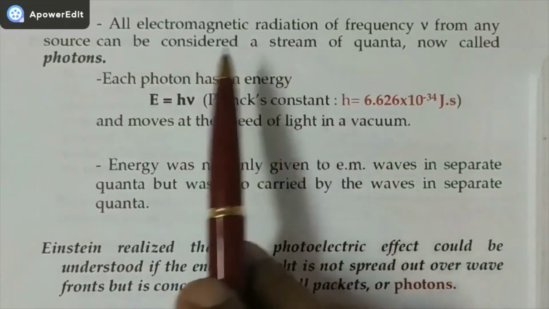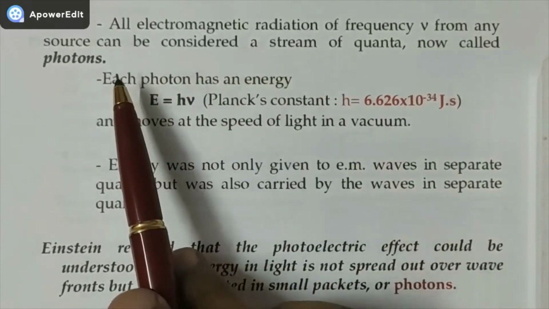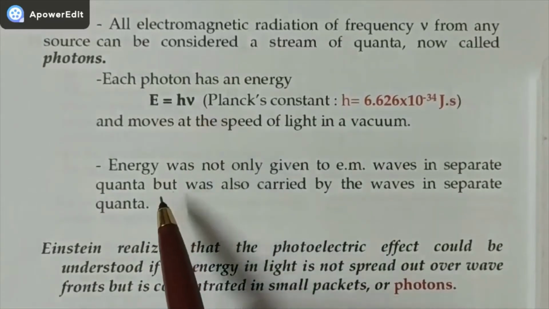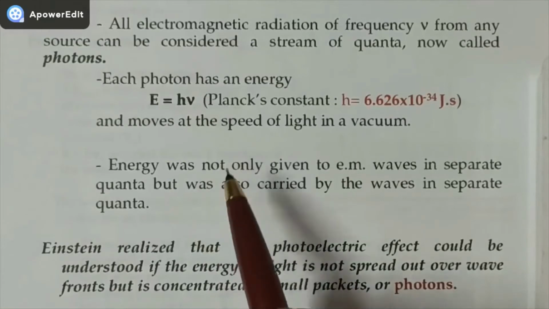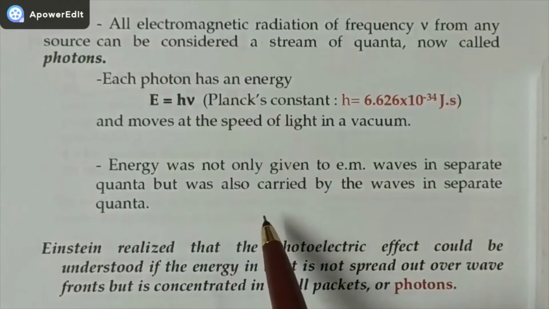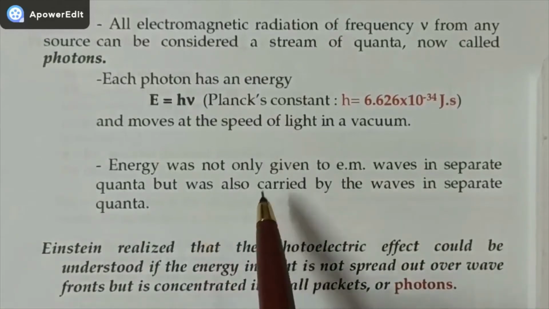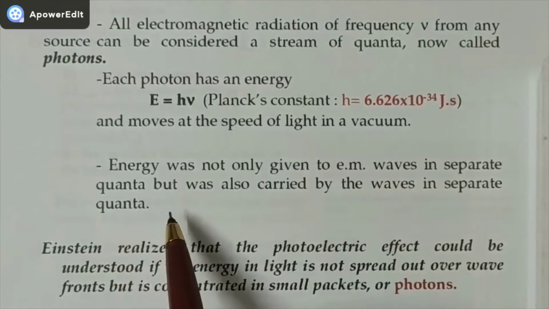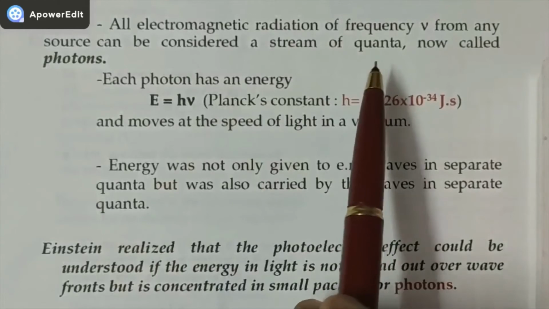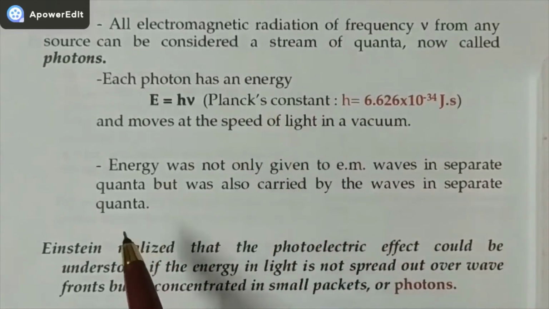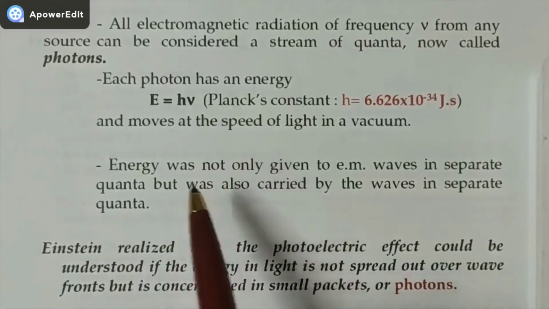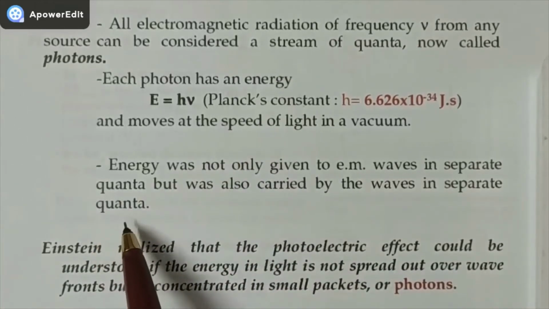So electromagnetic radiations are made of photons, and each photon has energy E equal to h nu. The absorption and emission of energy when electromagnetic radiation interacts with something is carried or given in terms of separate quanta. That means an individual photon, which is a constituent of the electromagnetic radiation, will interact and transfer its energy or gain energy from the system in terms of quanta.